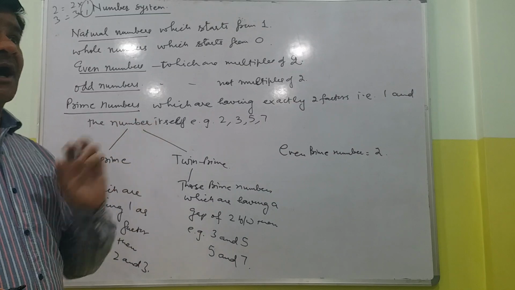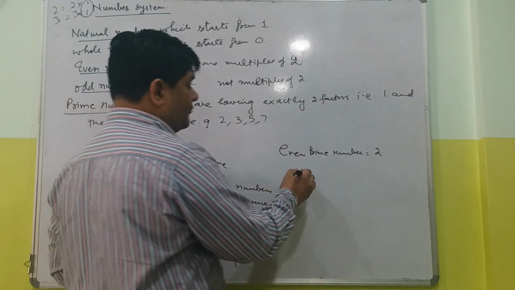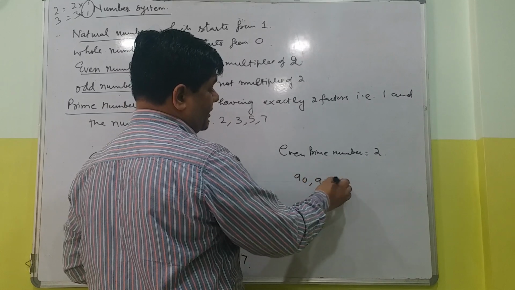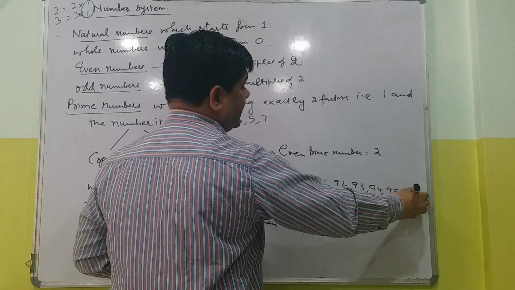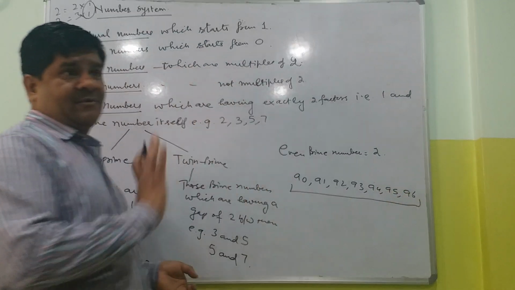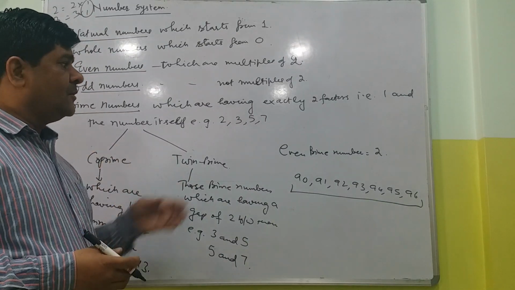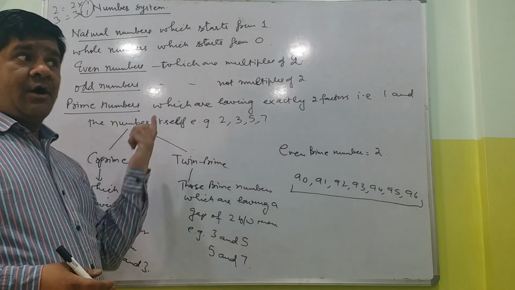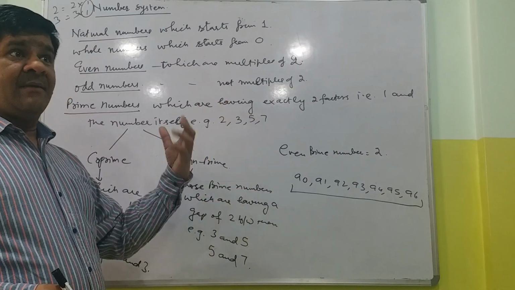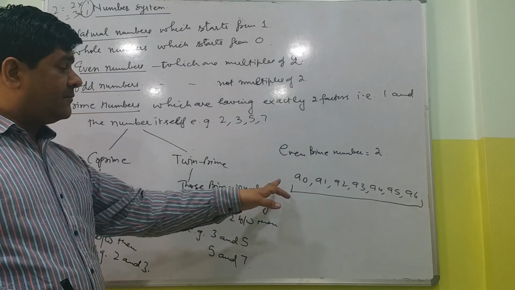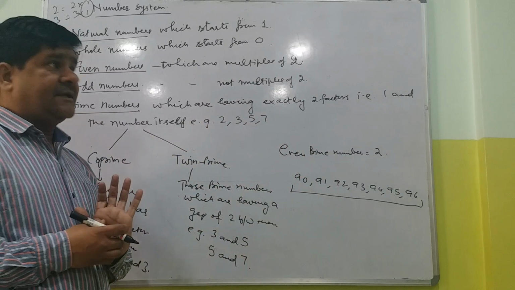Then there are certain numbers which are having no prime number between them. For example, if you start from 90, 91, 92, 93, 94, 95, 96, till 96 there is no prime number between them. So these are interesting facts about prime numbers. Smallest odd prime number 3, smallest even prime number 2. Those numbers which do not have any prime number between them, these are 90 to 96.